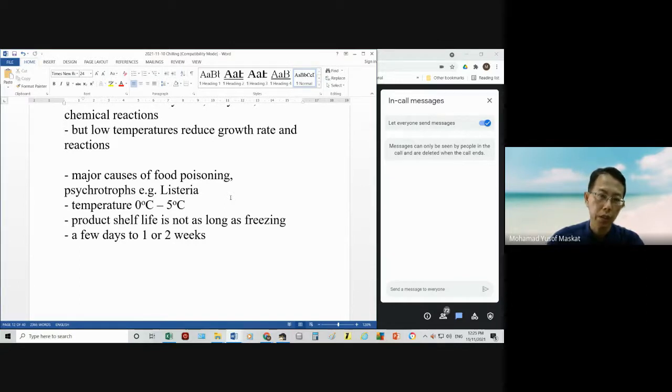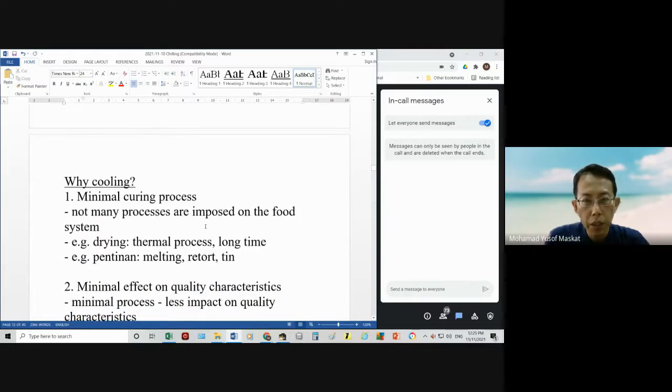But once there are solutes, sugar for example, or salt, or anything that is dissolved in the water, then the water will experience a freezing point depression, meaning that the freezing point will be lower than 0 degrees C. Most foods, the moisture inside the food contains a lot of solids. So most, if not all, foods will freeze only at temperatures below 0 degrees C, not at 0 degrees C. So product shelf life is not as long as freezing. It is usually around a few days to 1 or 2 weeks only. So it is what we call a minimal processing method.